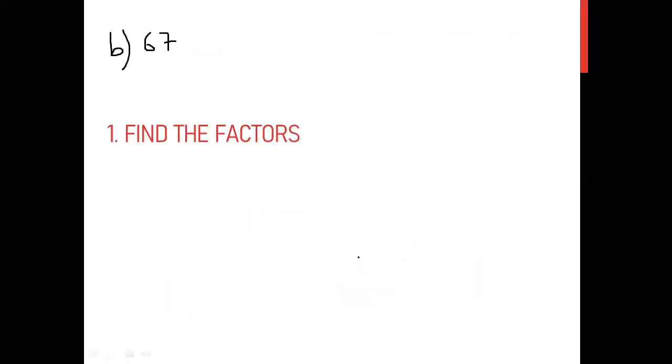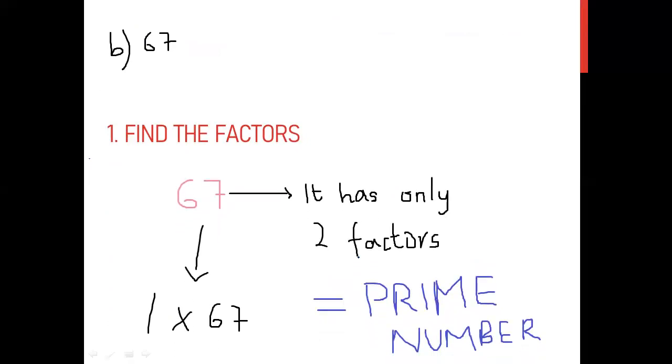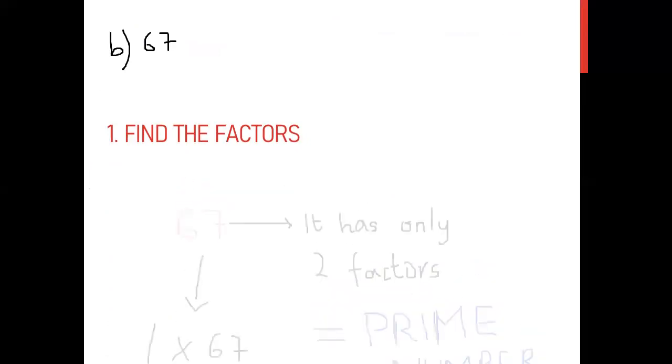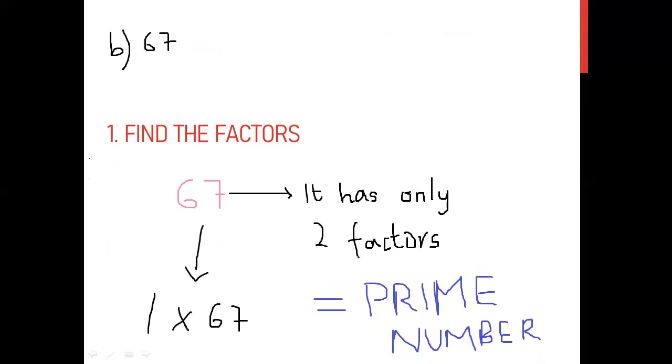Now 67, we'll find the factors again. Now 67 has only two factors, 1 and itself. When it only has two factors, it is considered a prime number. So yes, it's a prime number.